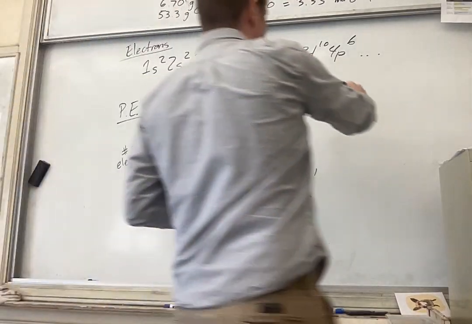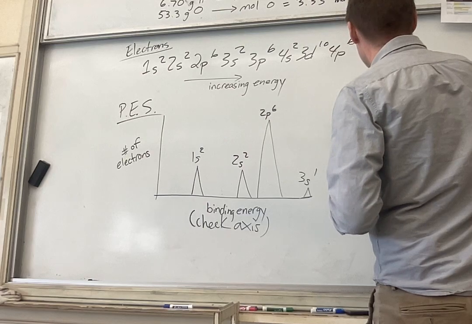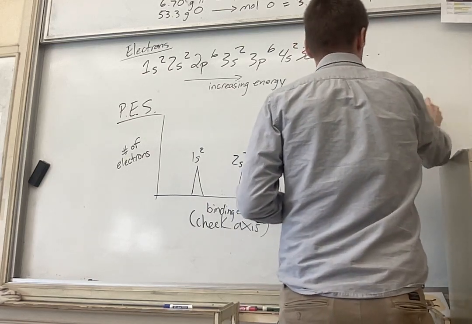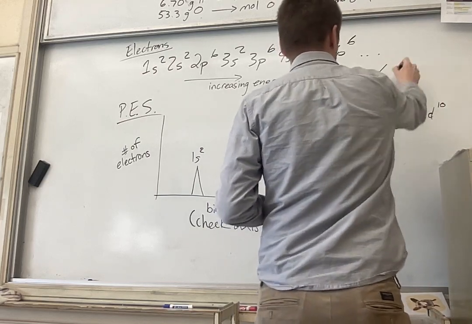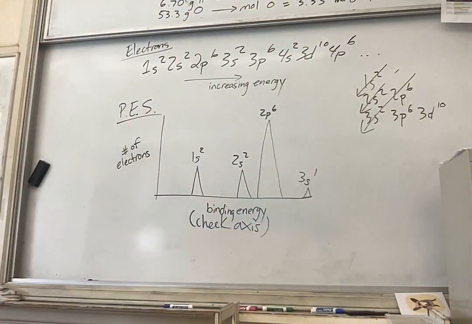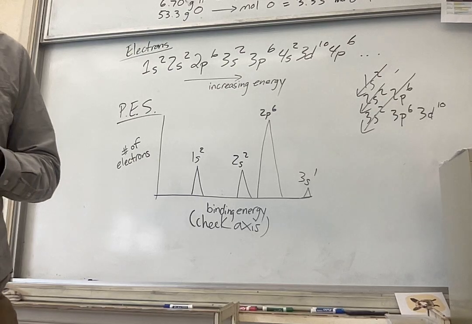Remember this trick? The diagonal rule for that. 2s2, 2p6, 3s2, 3p6, 3d10. You go this way, then this way, then this way, and write all the rows down until you run out. That's the diagonal rule. I love the diagonal rule.